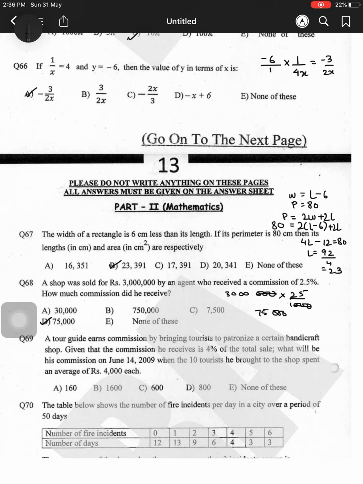In this next question, he says that there are 10 tourists and each spends about 4,000, and the commission he receives is 4% of the total sales. So all we're going to do is 10 tourists multiplied by 4,000 what they spent and 4%, which is the commission. Cancel this out, we get 1600 as the answer, so B is the answer.